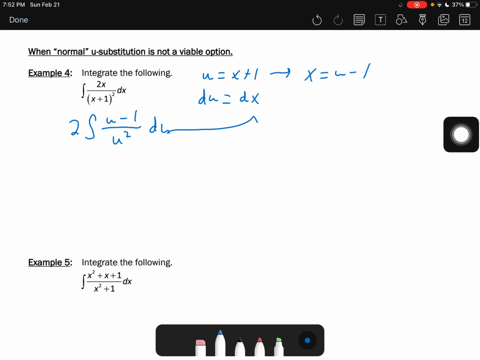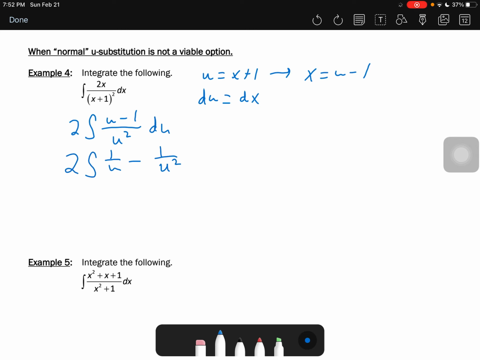Okay, so now because I have those 2 pieces in the numerator, I can set these each over a separate denominator and just have individual terms in this case. And so u over u squared would simplify down to 1 over u, and then 1 over u squared would just be 1 over u squared.